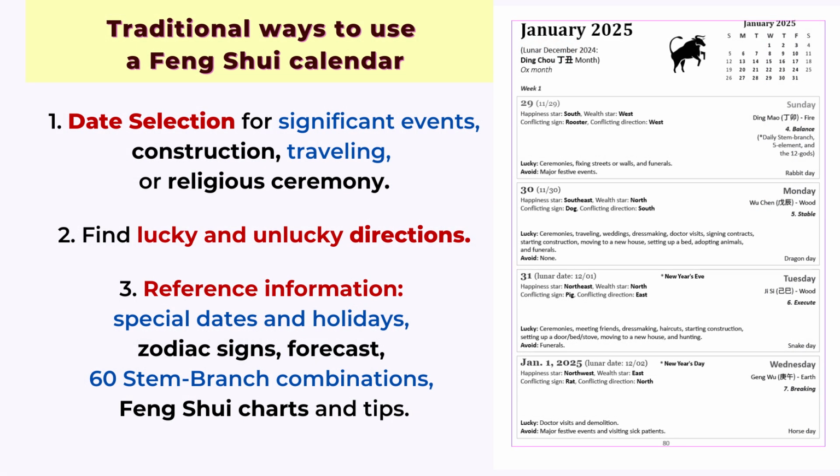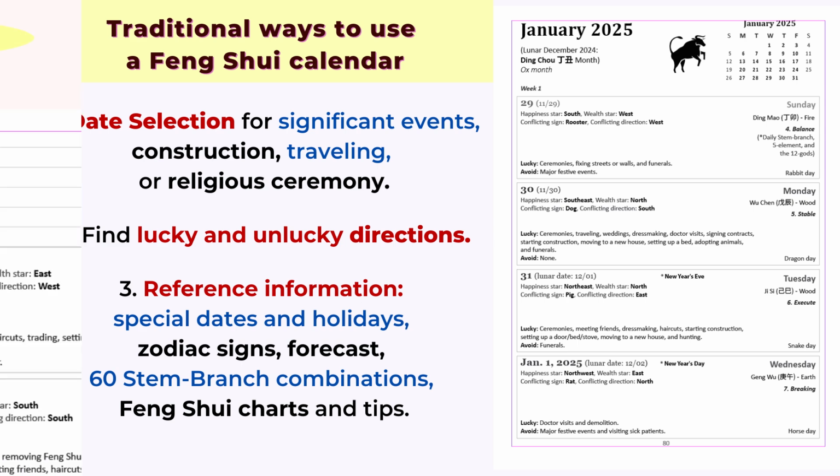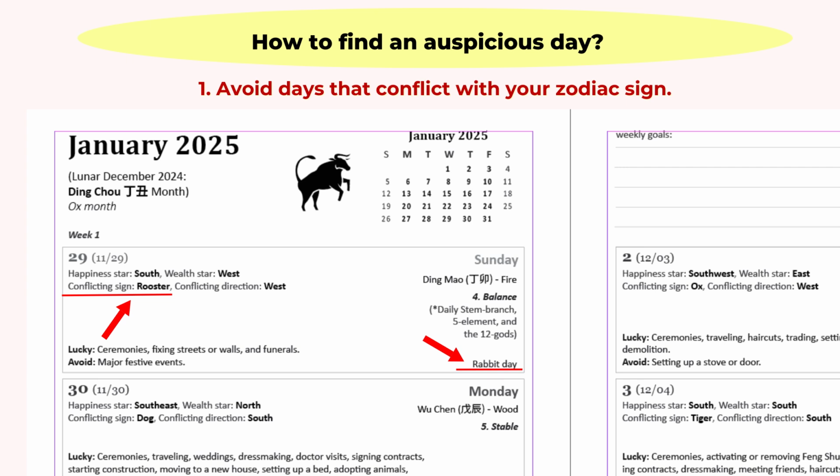So there are two major ways people use the Feng Shui calendar. The first is to find an auspicious day, or the date selection. And the second way is to find an auspicious direction. So how do we find a lucky day for your event? There are several ways you can consider.